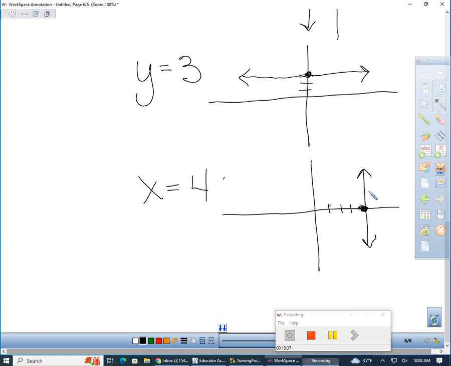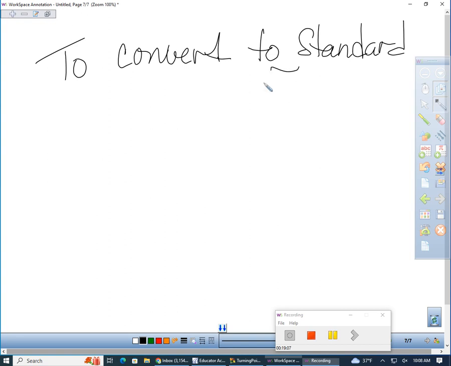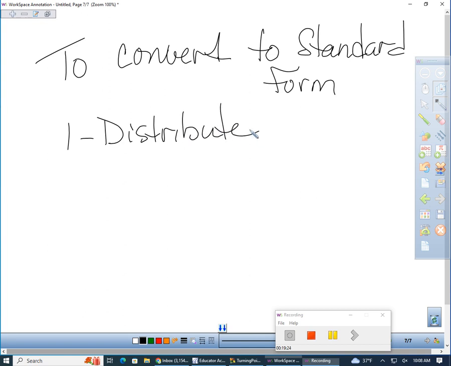Okay, last thing we have to talk about is where we actually started this whole lesson at, is writing it in standard form. Okay? All right, so I want to talk about the steps to convert to standard form. All right. Step 1. If it's in point slope form, there's going to be parentheses. So what do you think we have to do first? Yeah, so we're going to distribute. May not always have to do it, but I'm going to put it here in case it's in that form.